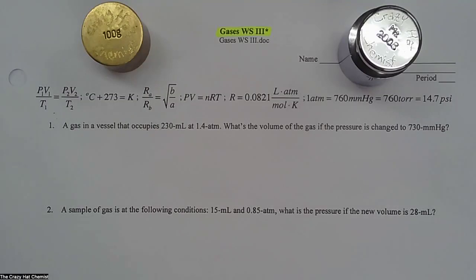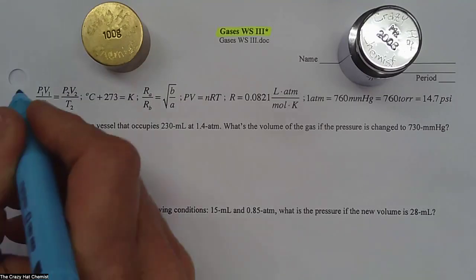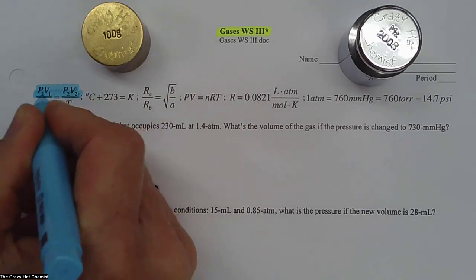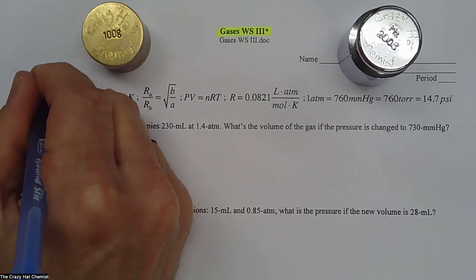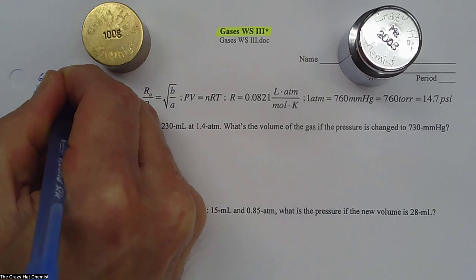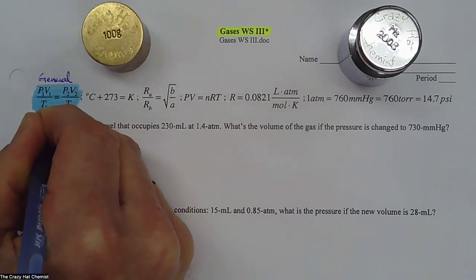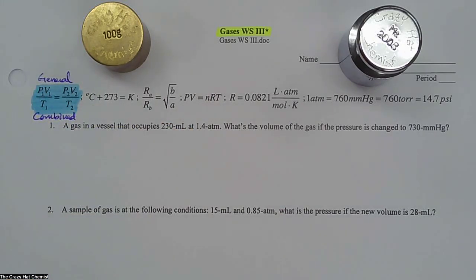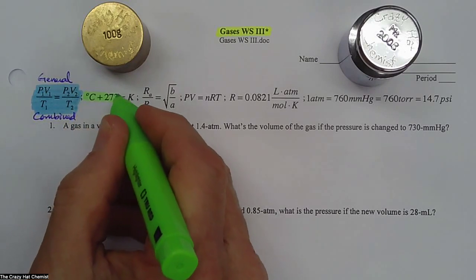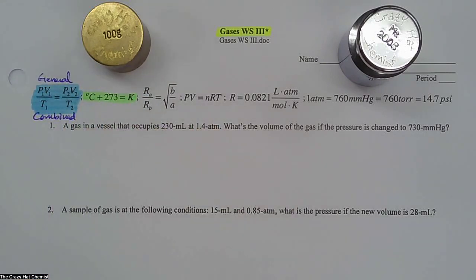A little summary of the equations that we're going to be dealing with today. This equation that I'm highlighting in blue right here is the general or combined gas law. We'll write general or combined gas law. Next up is the temperature conversion between degrees Celsius and Kelvin. That's the temperature conversion that is in green.